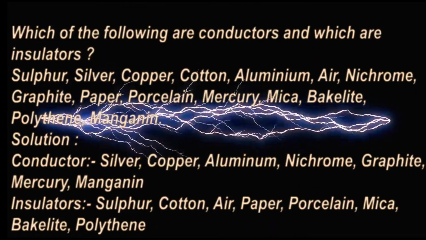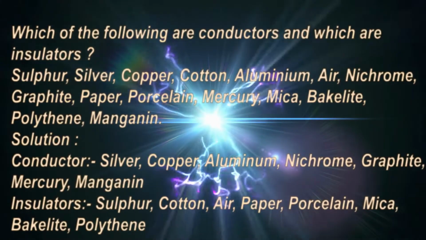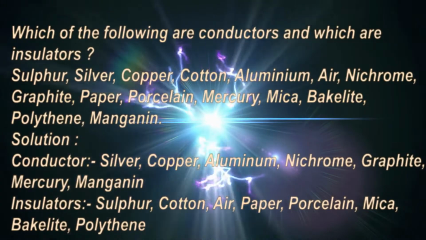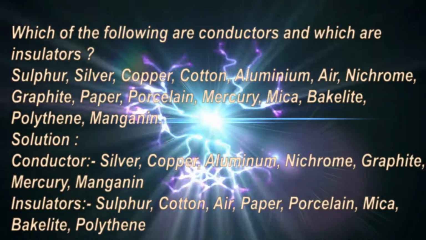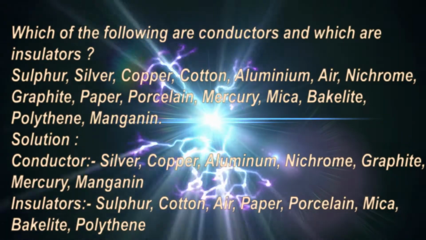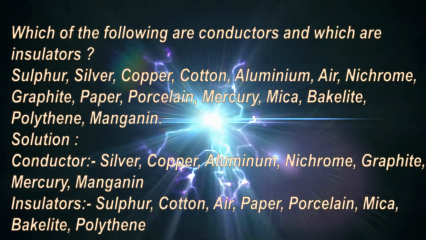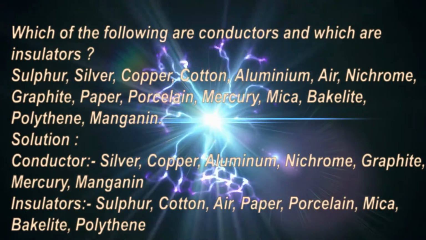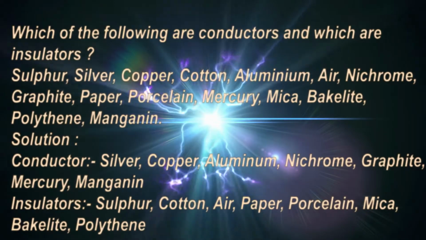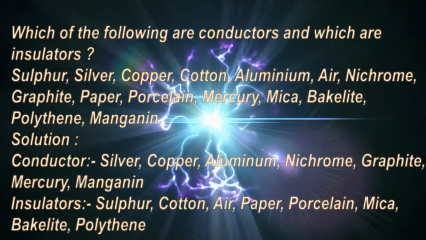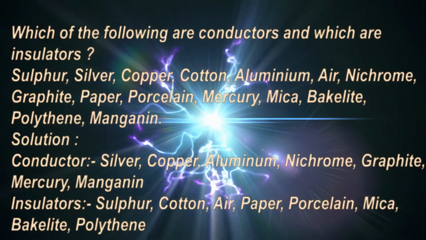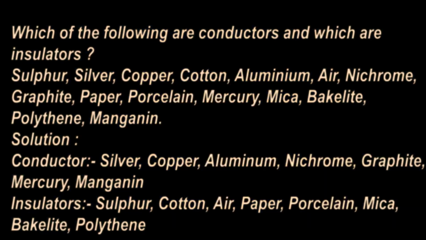Which of the following are conductors and which are insulators? Sulfur, silver, copper, cotton, aluminium, air, nichrome, graphite, paper, porcelain, mercury, mica, bakelite, polythene, manganese. Solution. Conductors: silver, copper, aluminum, nichrome, graphite, mercury, manganese. Insulators: sulfur, cotton, air, paper, porcelain, mica, bakelite, polythene.